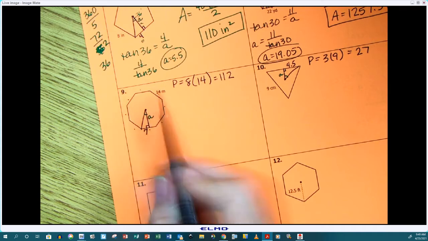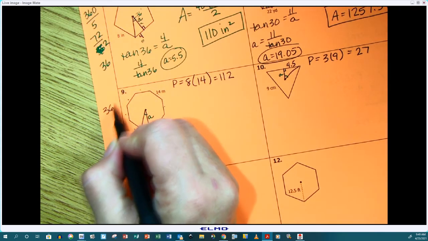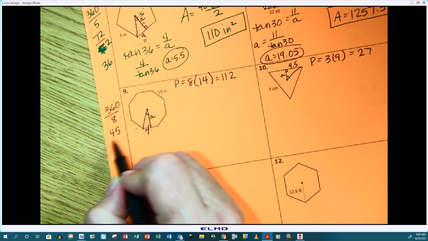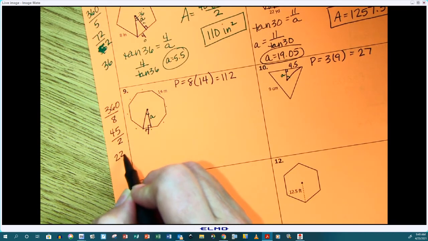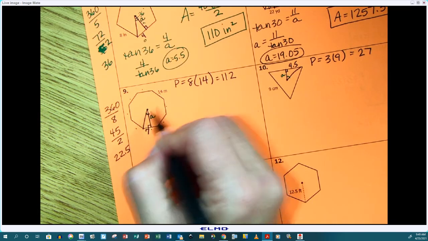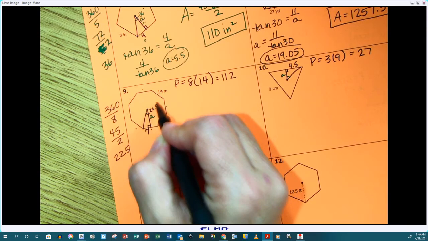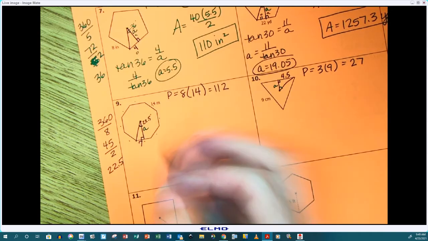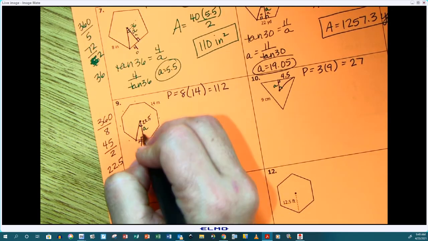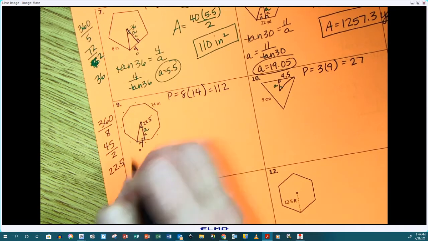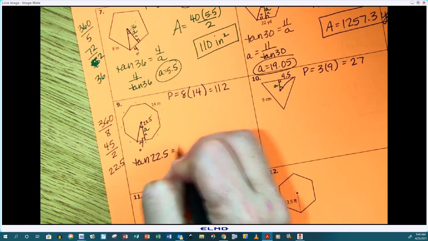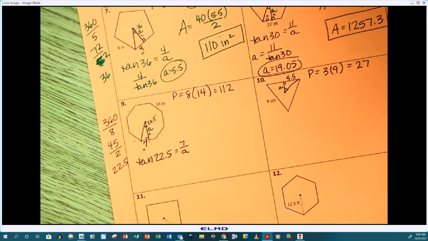This one, we have 8 sides. So 360 divided by 8 is 45. Divided by 2 is 22.5. So now this angle is 22.5 degrees. So I'm going to do the same thing I did here. 7 is opposite. The apothem is adjacent. So the tangent of 22.5 is opposite over adjacent.